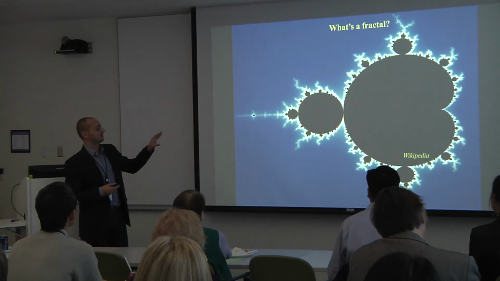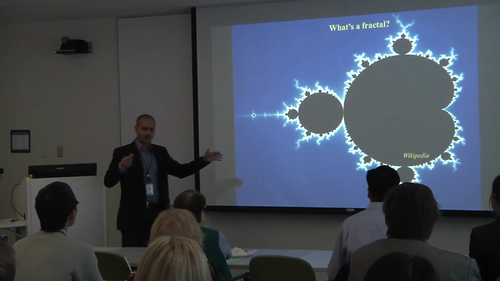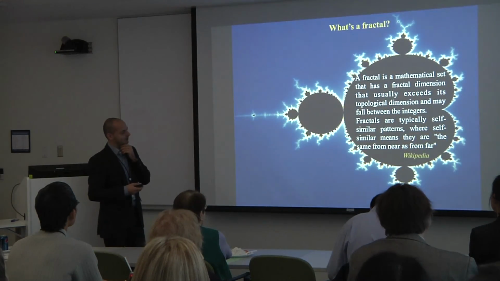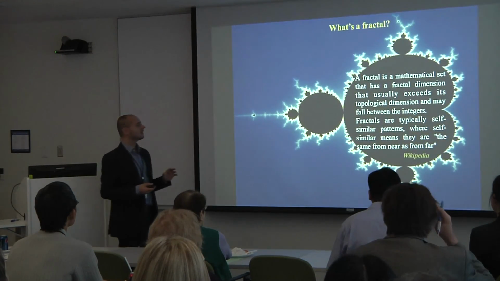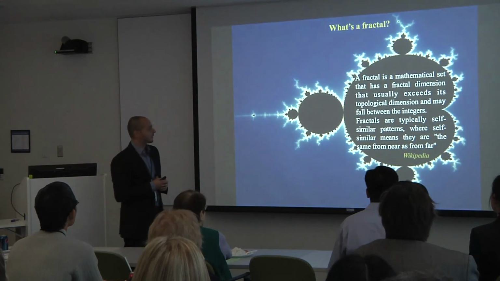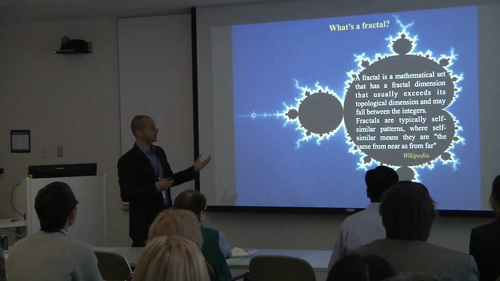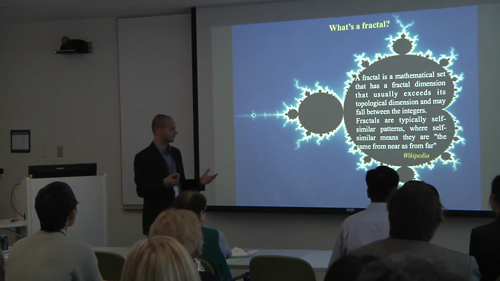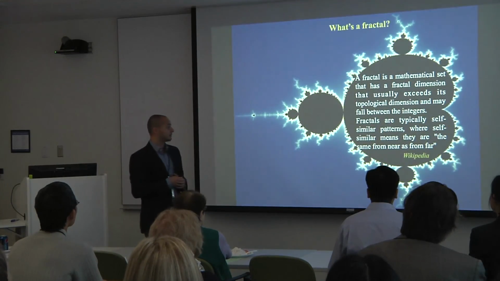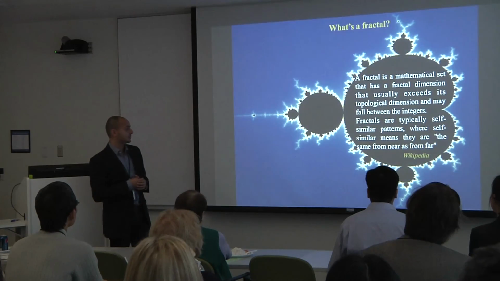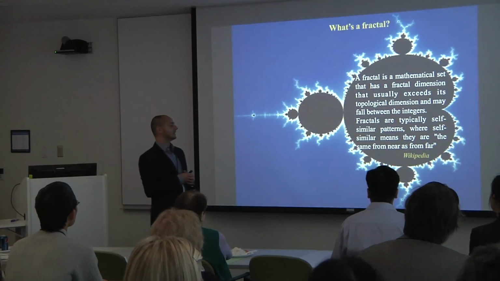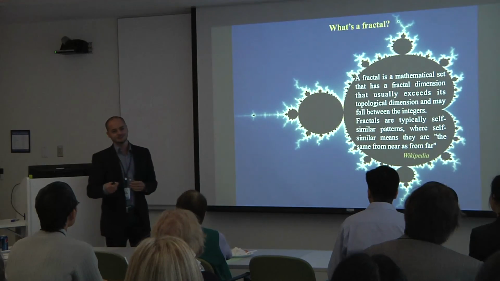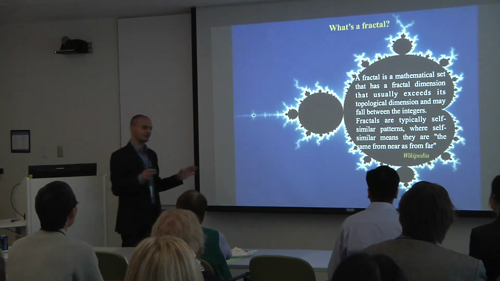So what is a fractal? Let's use Wikipedia, which is our encyclopedia right now. And we find the definition that, well, is not really that easy. A fractal is a mathematical set that has a fractal dimension that usually exceeds its topological dimension and may fall between the integers. Fractals are typically self-similar patterns, where self-similar means that they are the same from near as from far. Very easy definition, right? You understood everything.